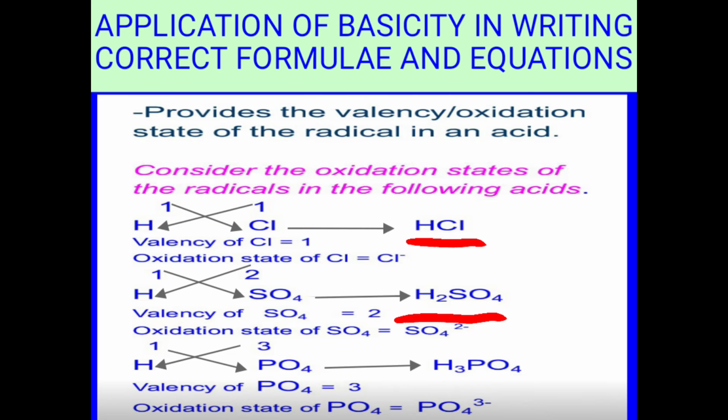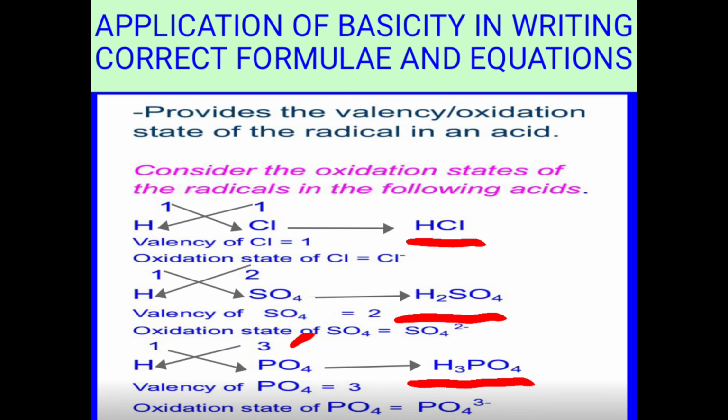Okay, let's move on to phosphoric acid. With phosphoric acid, you may see it has a valence of 3, the hydrogen 1. So the 3 goes to the hydrogen, the 1 comes to the phosphate. But remember, we don't write that 1. So the formula for phosphoric acid becomes H3PO4.